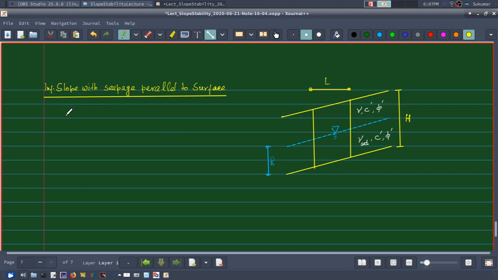Now let us find out the factor of safety for this case. Just like the earlier case, we will define the factor of safety as the shear strength divided by the shear stress. So what is my normal stress? We already got it: the general expression was sigma equal to gamma h into cos square beta.